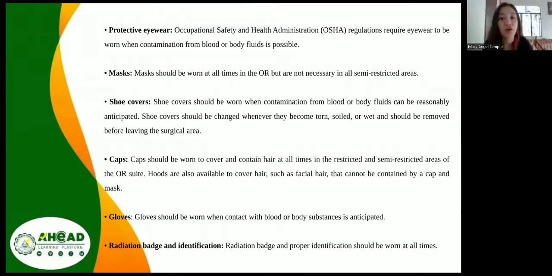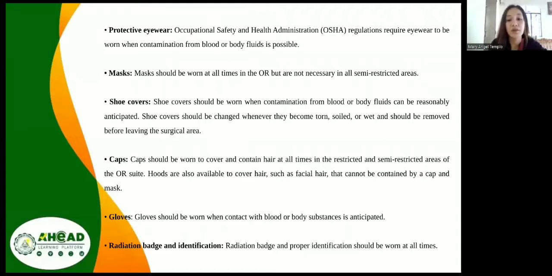Protective eyewear. Occupational Safety and Health Administration regulations require eyewear to be worn when contamination from blood or body fluids is possible. Mask. Masks should be worn at all times in the OR but are not necessary in all semi-restricted areas. Shoe covers. Shoe covers should be worn when contamination from blood or body fluids can be reasonably anticipated.